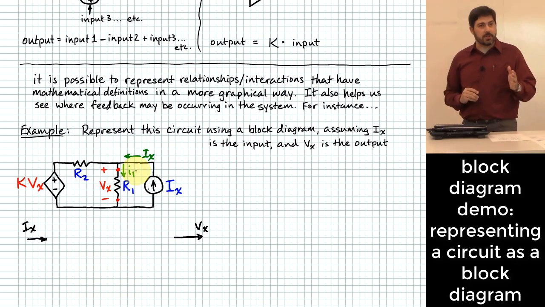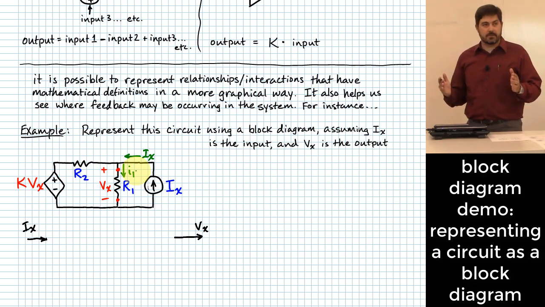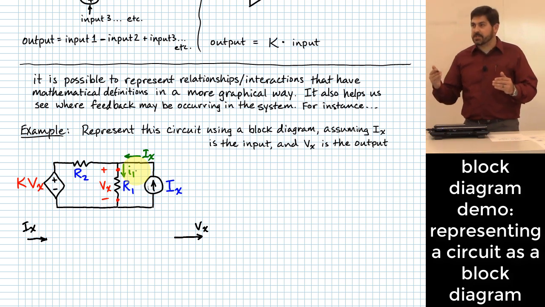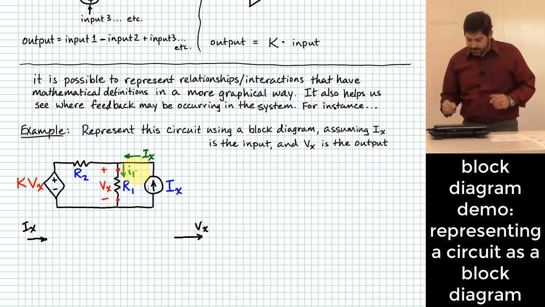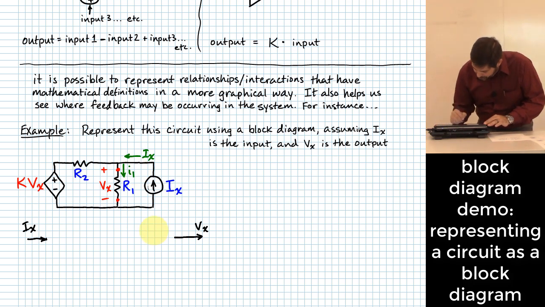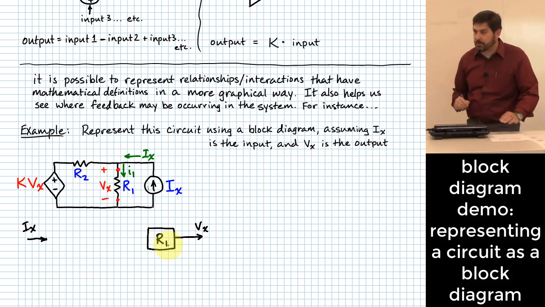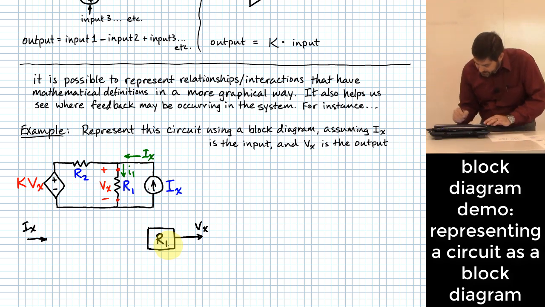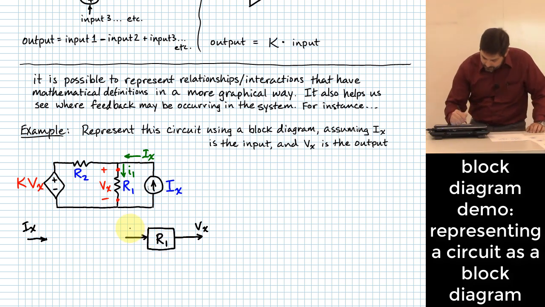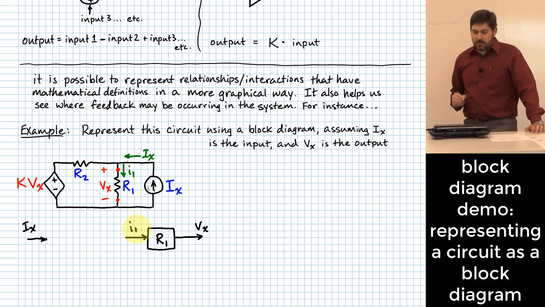Ohm's law, what does Ohm's law say? Current times resistance gives you voltage, right? So what I would propose is that if I put a block right here and the operation it does is just multiply by R1, what do I have to feed in to get Vx? I1, right?